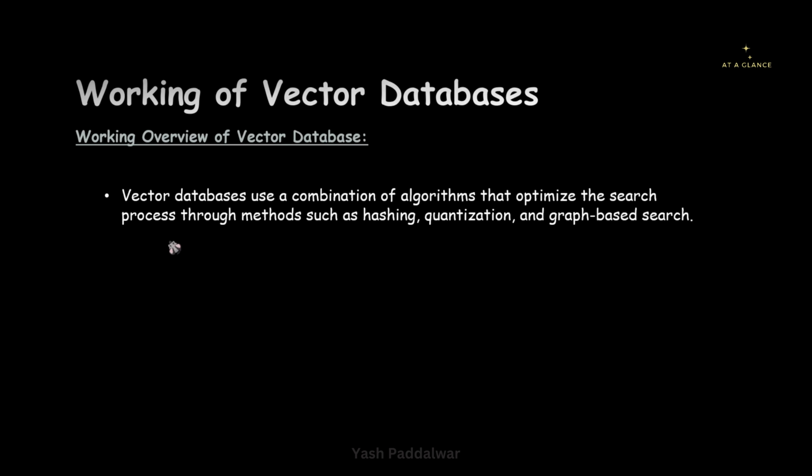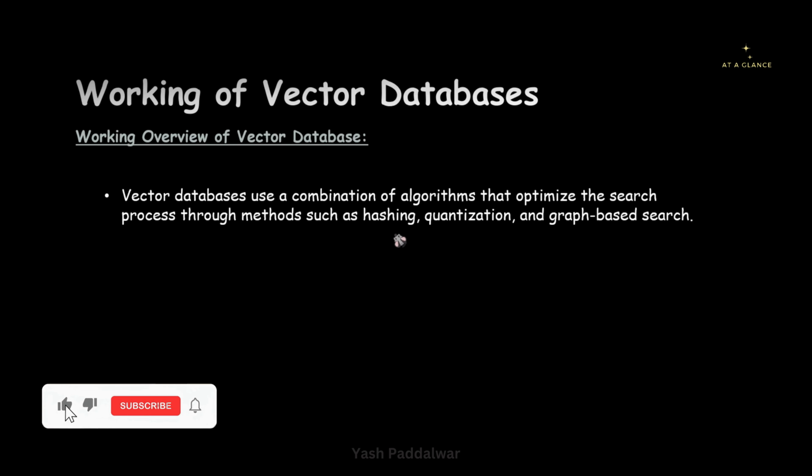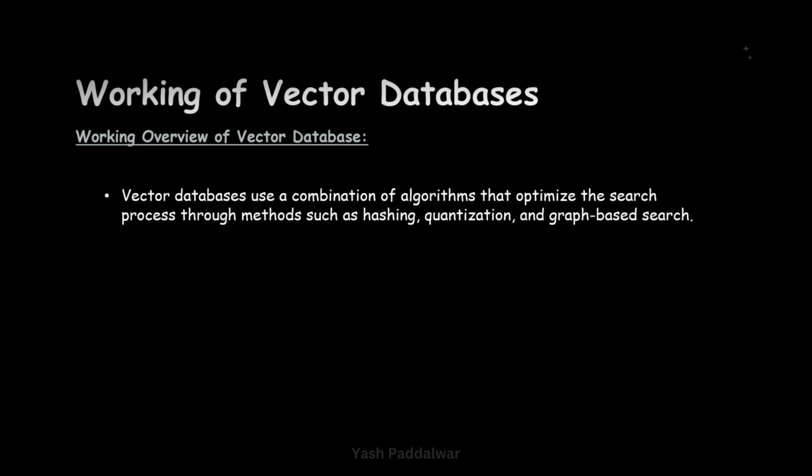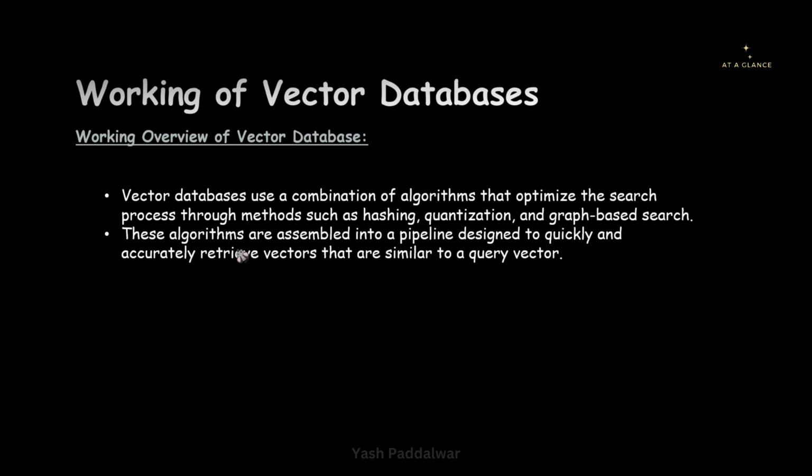It optimizes the search process through the methods of hashing, quantization, and graph-based search. Now, whatever combination of algorithms we are using in vector DBs, we cannot use them randomly at a time. We have to set the flow. And that is why these algorithms are assembled into a pipeline designed to quickly and accurately retrieve the vectors that are similar to a particular query vector. So all these algorithms will be assembled into a particular flow, a particular pipeline. This pipeline will help to quickly retrieve the relevant data that is similar to a query vector.